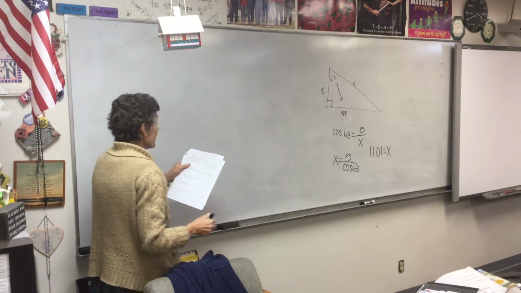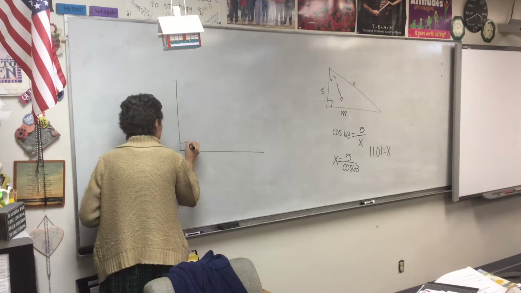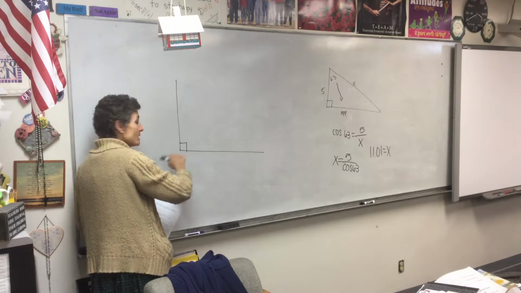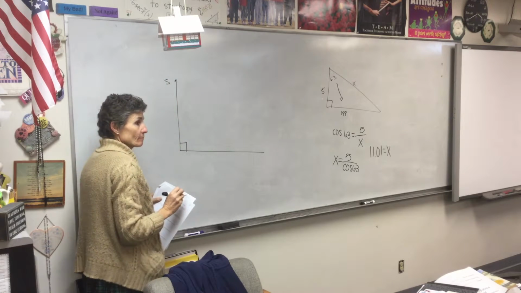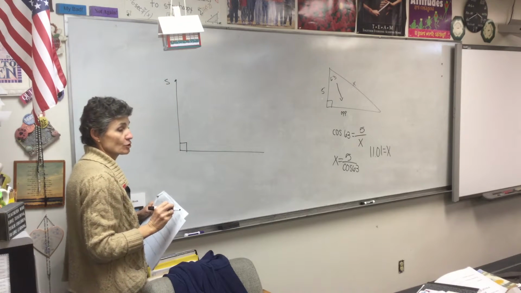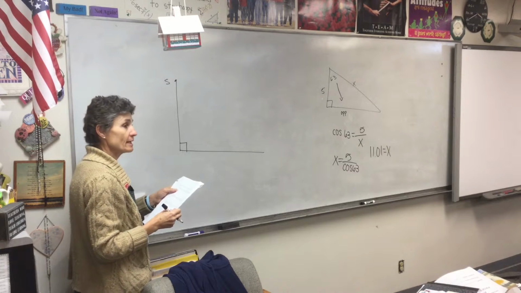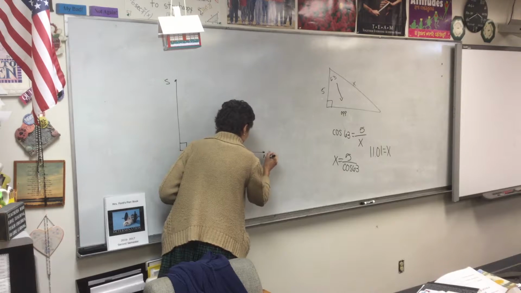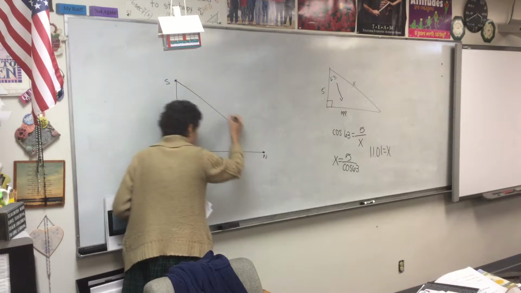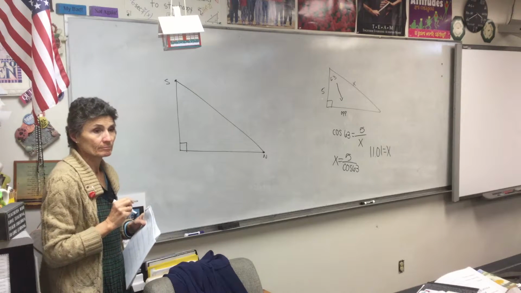So here we go. A squirrel is sitting in the top of the tree. So here's the tree standing on the ground. Here's your squirrel. So far, so good? He's looking at a nut on the ground. So somewhere out here, there's a nut on the ground, and the squirrel is looking at the nut. There's your triangle.